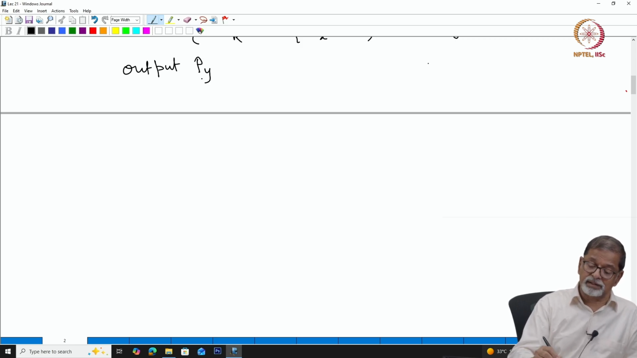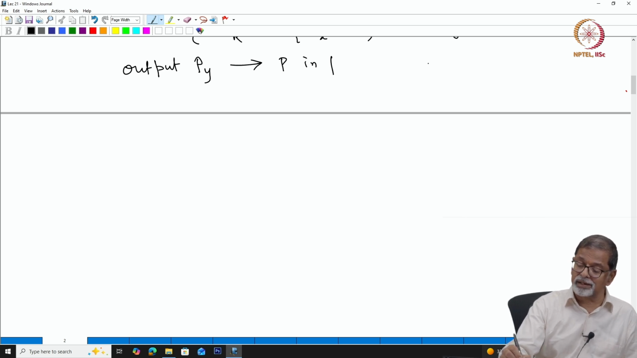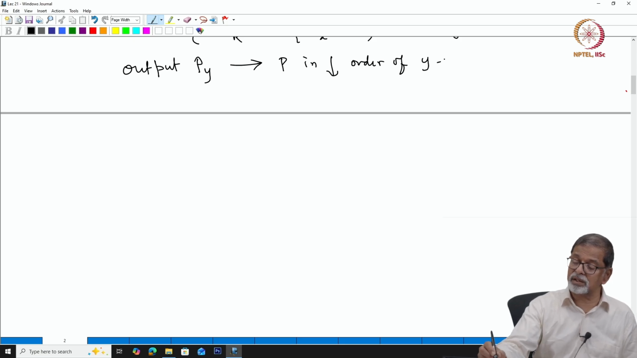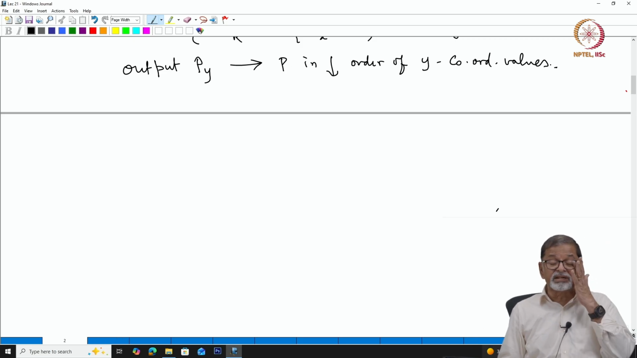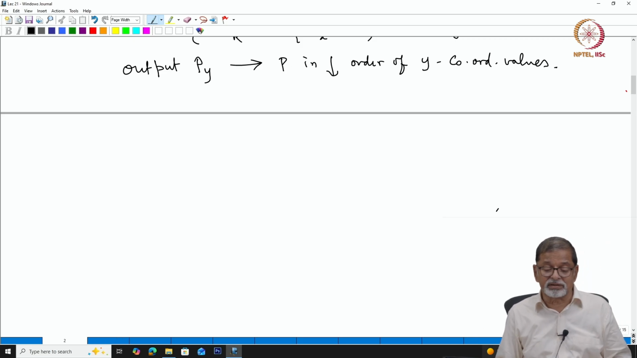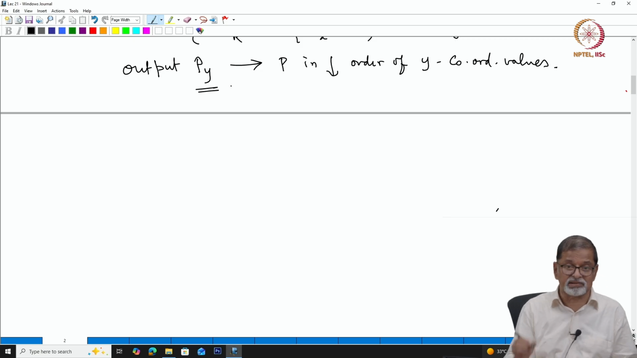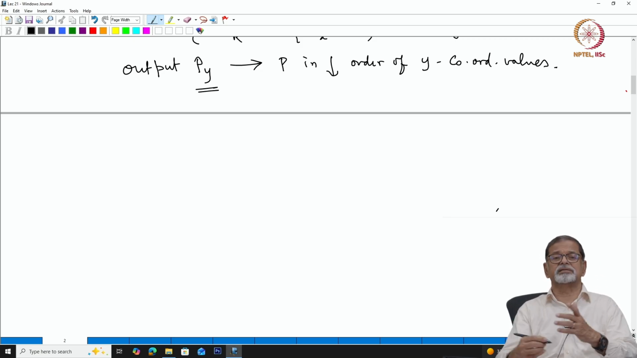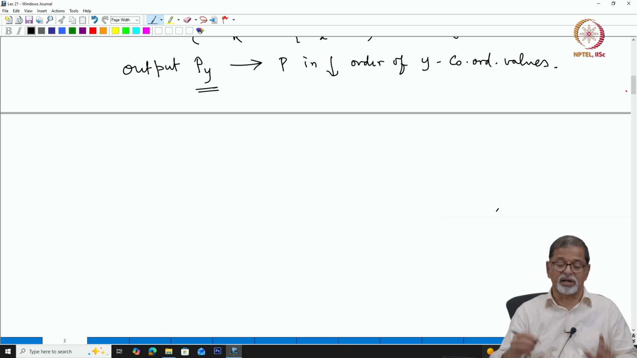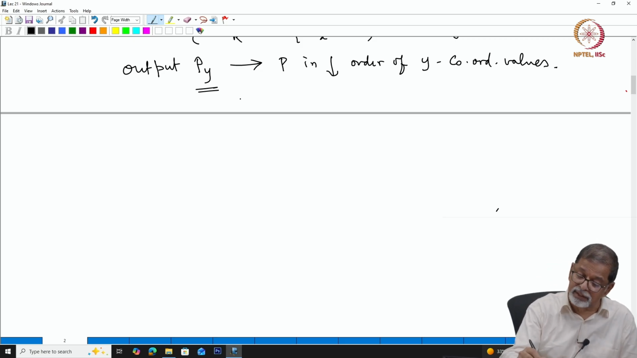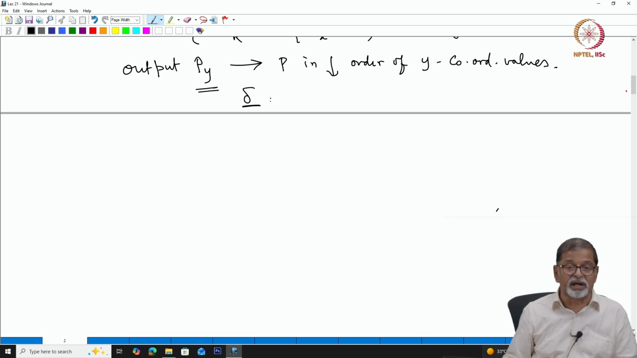Py. What is Py? Py is P in decreasing order of y coordinate values. This is Py. This is a name given. It's the same P, presented in the decreasing order of y value. And this also I want in addition to delta. This is my main goal.